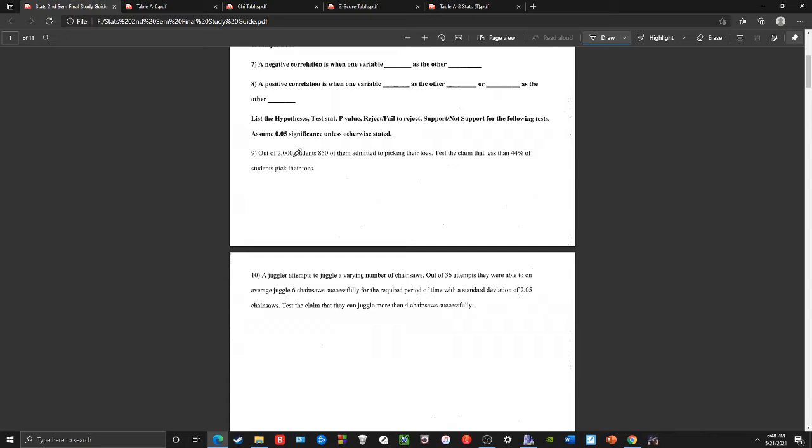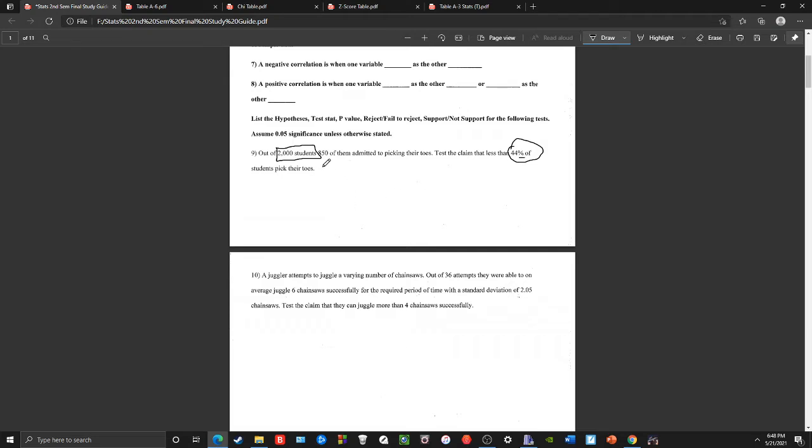So in this case, we're testing one single sample. These 2,000 students, that is our one sample. And we're comparing it to a benchmark of 44%. So we're comparing one sample to a number. So this is a one sample test. And we're testing it to a proportion. We're testing it to a percentage.